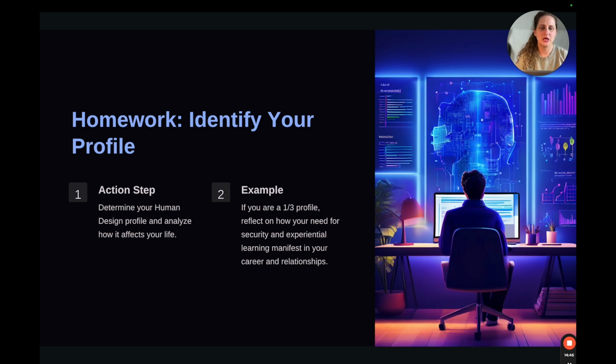So for example, if you're a 3-1 profile, it's going to reflect your need for security and experiential learning, manifesting in your career and relationships, that kind of thing. So you're going to be able to learn a little more in depth about your life path, your purpose, and how you show up in the world. It gives you some insight into how you're going to process things, where you're going to see resistance in your life, and how you can authentically live in alignment.